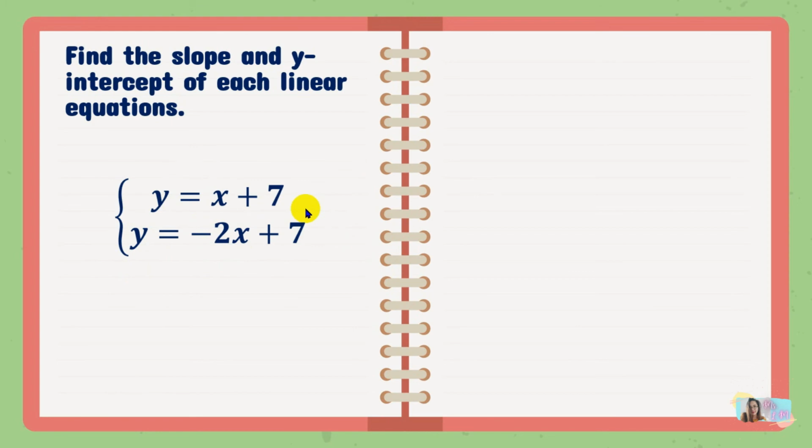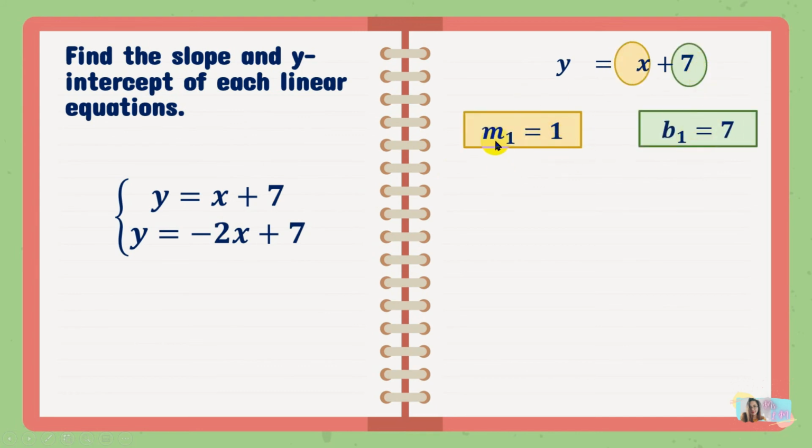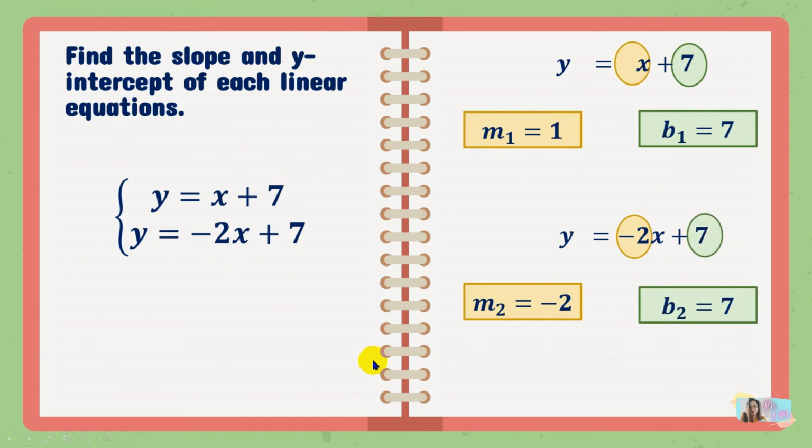So, y is equals to x plus 7. So, ano nga ba ang ating slope? Yun yung numerical coefficient ni x, and that is positive 1. And then for our y-intercept, that is positive 7. So, meron na tayong first slope at first y-intercept. And then from the second linear equation, y is equals to negative 2x plus 7, nandyan po ang ating second slope. Again, numerical coefficient ni x, that is negative 2. And the constant for our second y-intercept, that is positive 7.